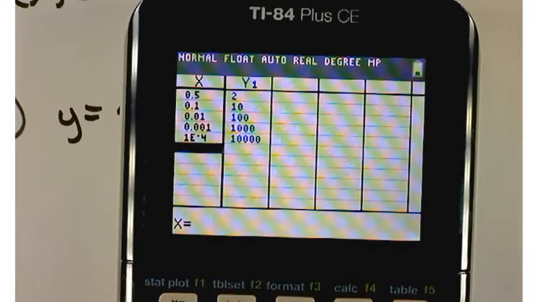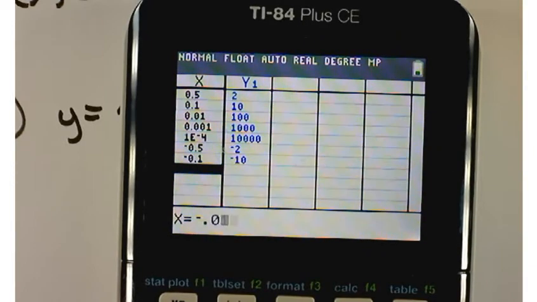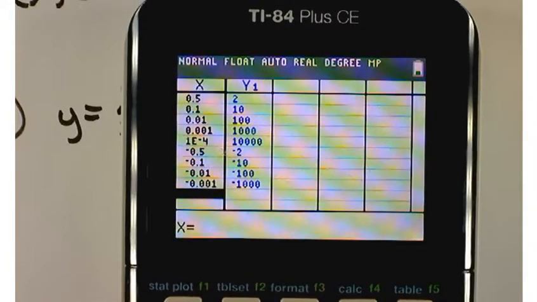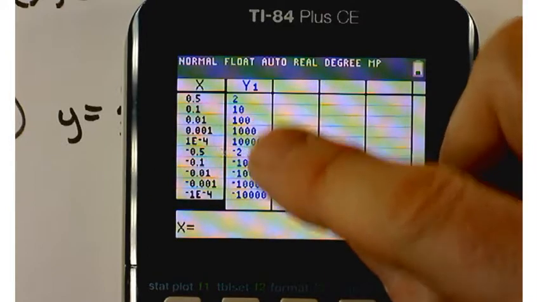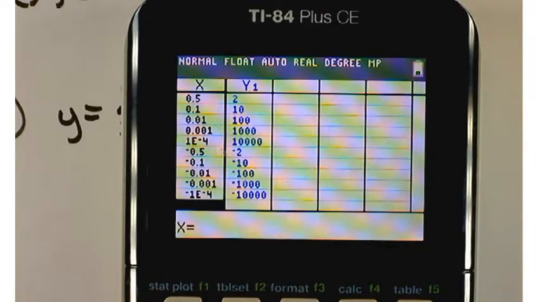Now, you don't have to approach 0 from just the positive side. You can approach 0 from the negative side as well. So let's do the same thing, except plug in negative 0.5, negative 0.1, negative 0.01, and negative 0.001. Are we getting more or less the same kind of behavior? Yeah, except there's one difference. What's our one difference? Yeah, instead of numbers going up and up in the positive direction, this time they're going down and down in the negative direction.